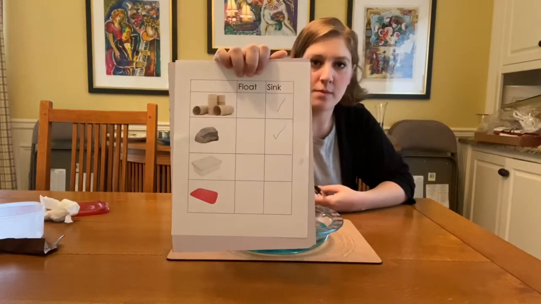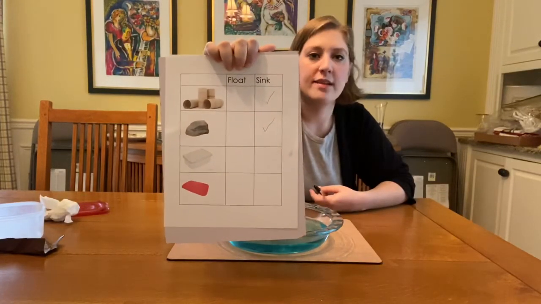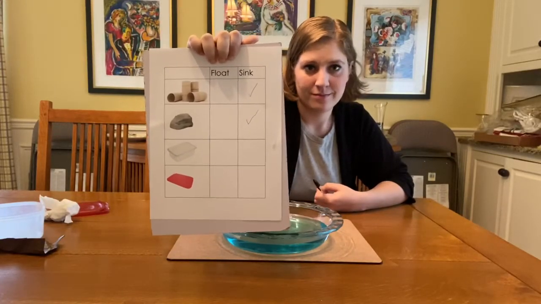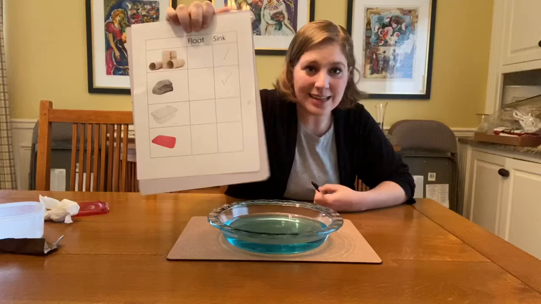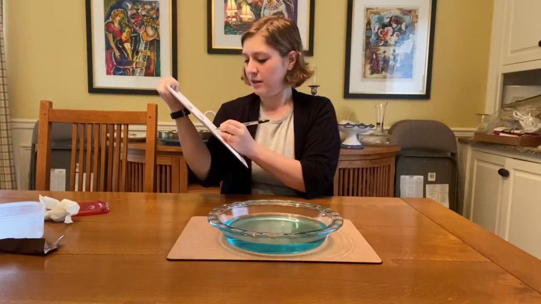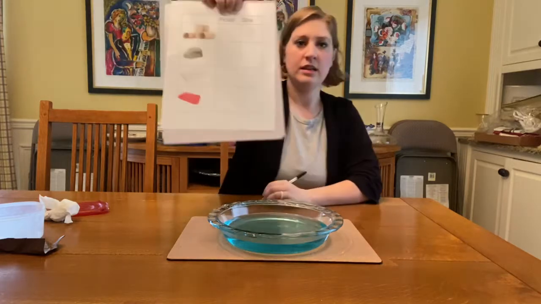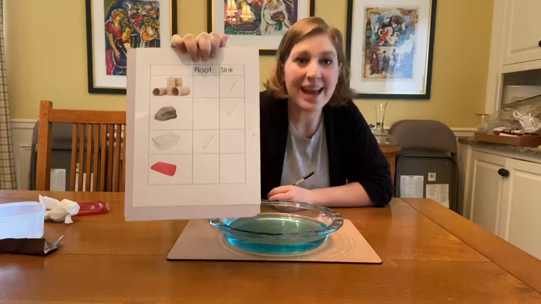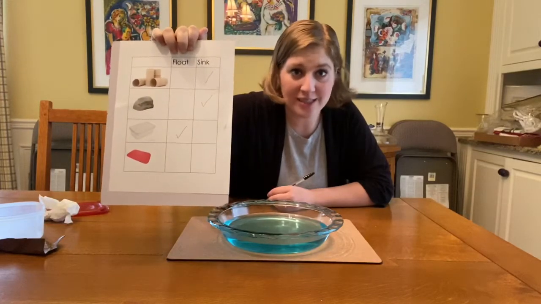Here's my experiment sheet. Should I put a check mark under float or sink? That's right. I need to put a check mark under float. Check. The plastic container can float and it keeps baby Moshe safe.